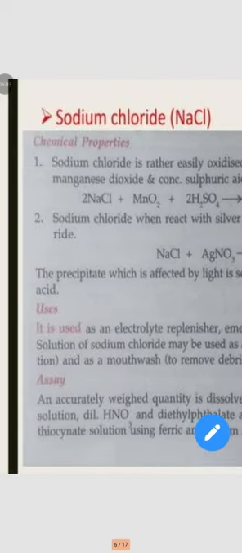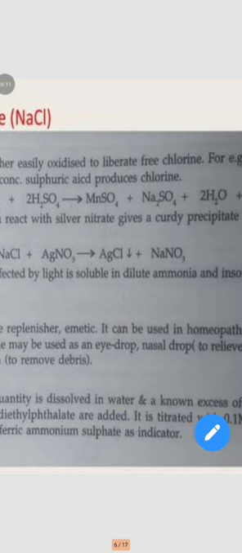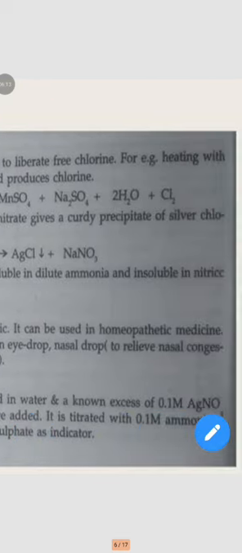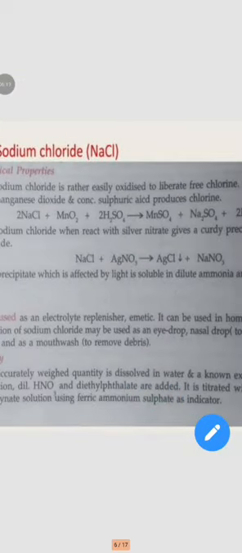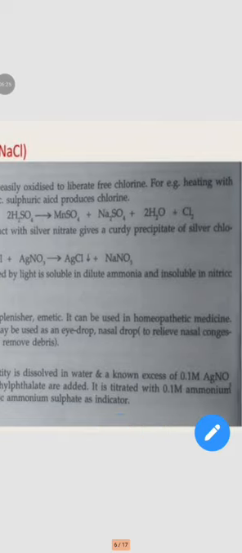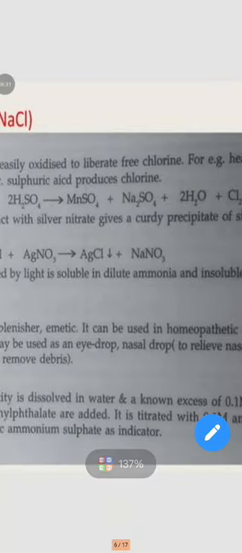Then the second property: sodium chloride reacts with silver nitrate. It gives a curdy white precipitate of silver chloride. So sodium chloride NaCl reacts with silver nitrate AgNO3 to give a curdy precipitate of silver chloride AgCl plus sodium nitrate NaNO3.